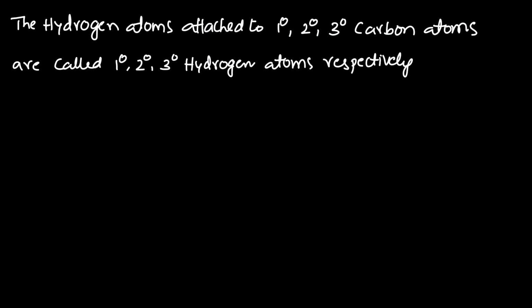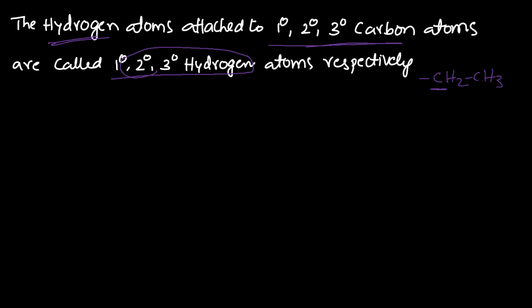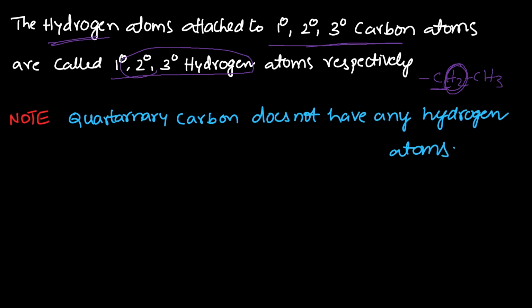The hydrogen atoms which are attached to these primary, secondary, tertiary carbon atoms are known as primary, secondary, tertiary hydrogen atoms respectively. For example, this is a primary carbon atom which is attached to this one, hence it has two primary hydrogen atoms. The hydrogen atoms which are attached to primary carbon atom are known as primary hydrogen atoms, whereas the hydrogen atoms which are attached to tertiary are known as tertiary hydrogen atoms.